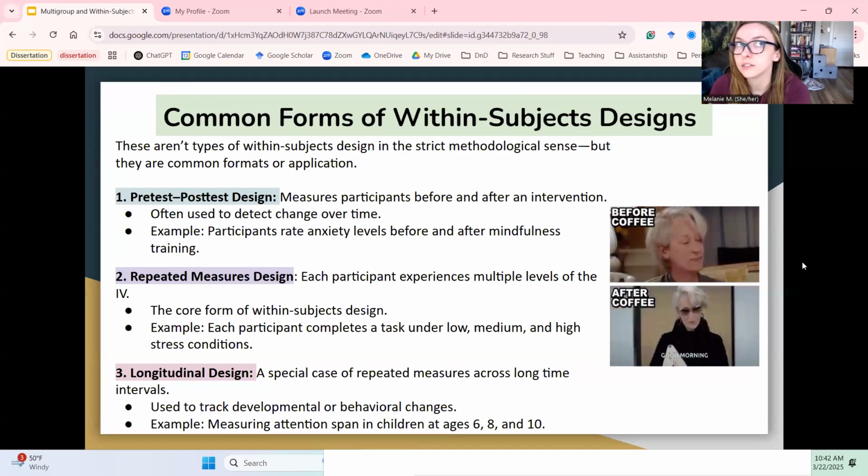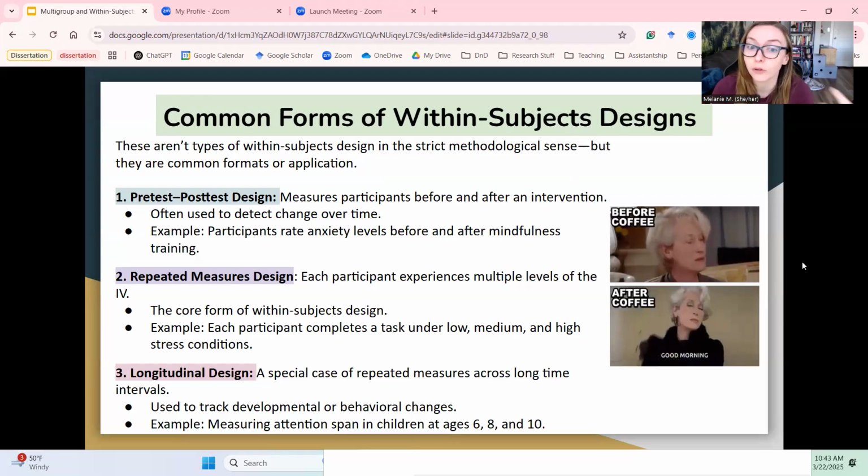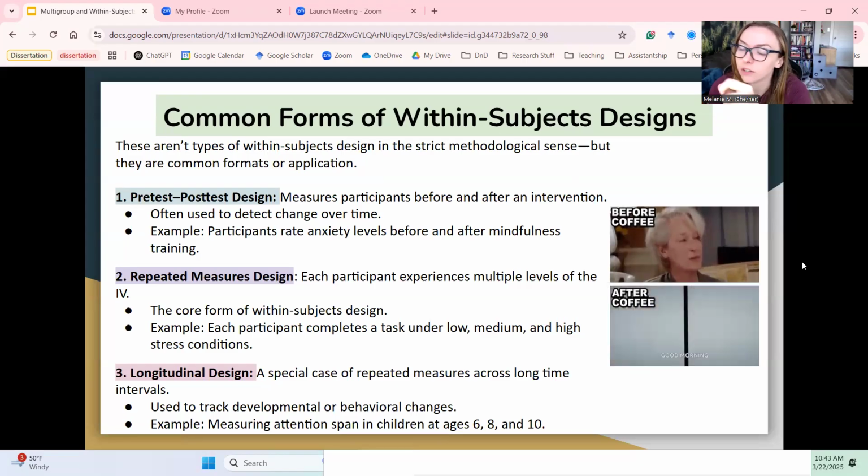So if I want to say that my manipulated variable, my intervention, is what made the effect, I have to know what was happening before the effect. So pre and post test. This is really helpful in detecting changes over time. And it is the easiest form of longitudinal research, meaning I'm looking at things at multiple time points, because you can do it in a shorter length of time.